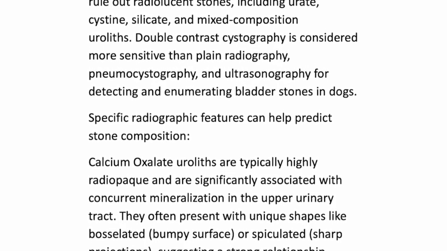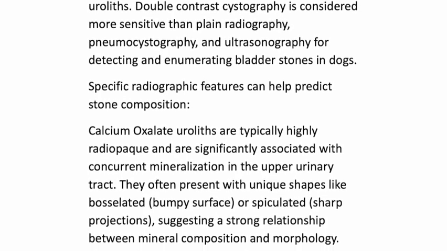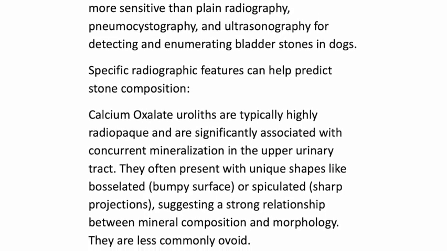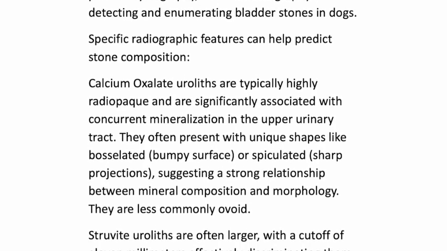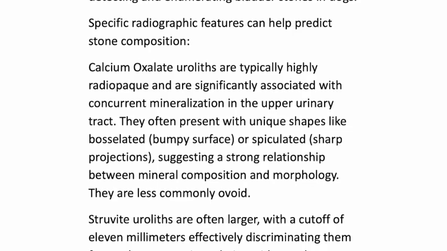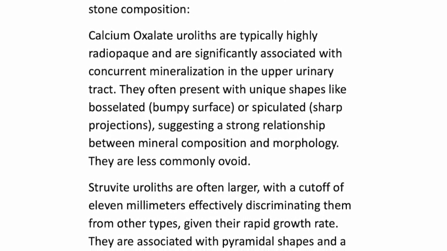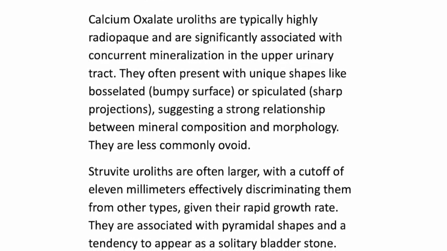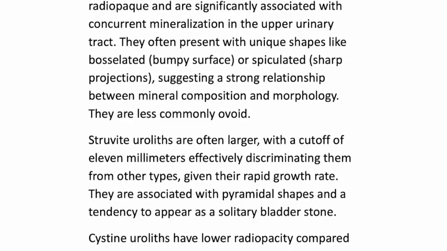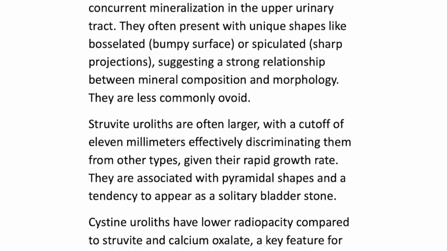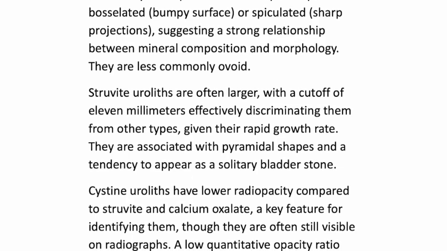Calcium oxalate uroliths are typically highly radiopaque and are significantly associated with concurrent mineralization in the upper urinary tract. They often present with unique shapes like mossy-surfaced, bumpy (bossylated), or spiculated, sharp projections, suggesting a strong relationship between mineral composition and morphology. They are less commonly ovoid. Struvite uroliths are often larger, with a cutoff of 11 mm effectively discriminating them from other types, given their rapid growth rate. They are associated with pyramidal shapes and a tendency to appear as a solitary bladder stone.